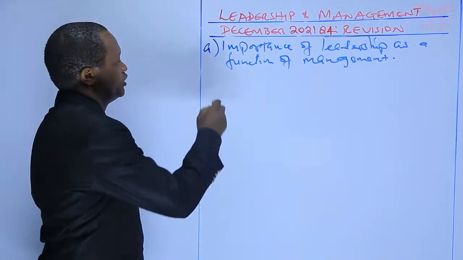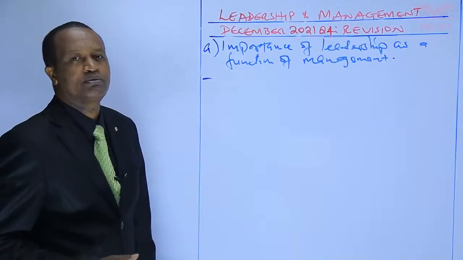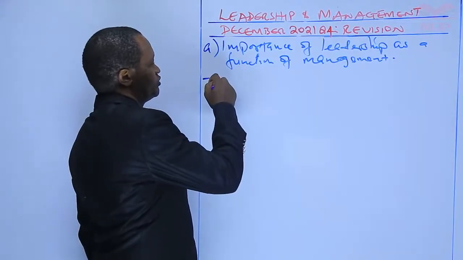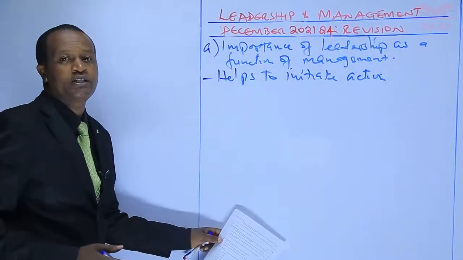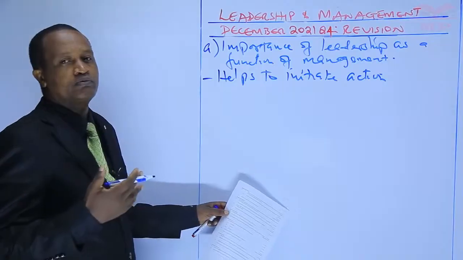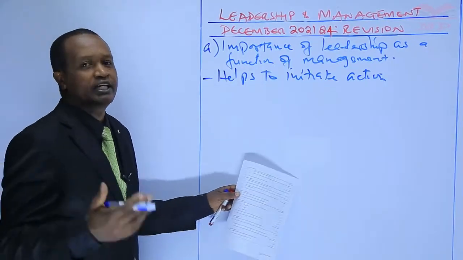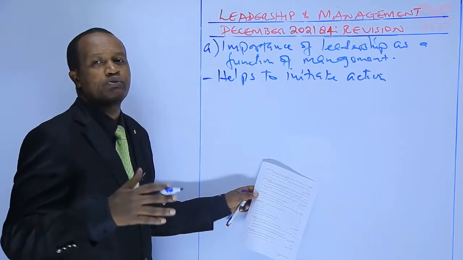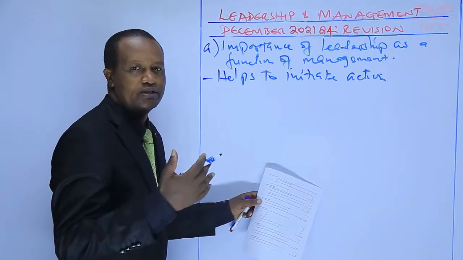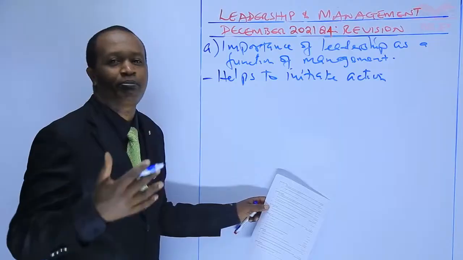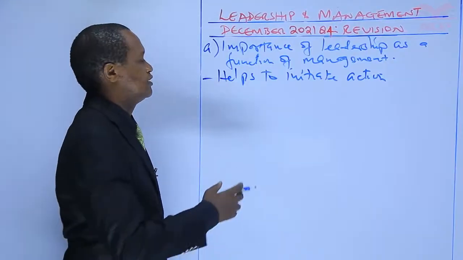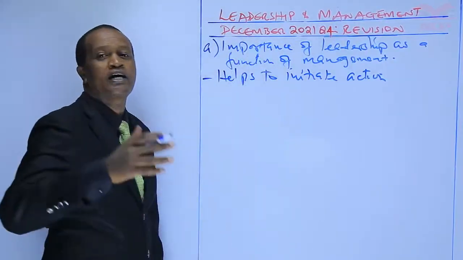The first point is that leadership helps to initiate action by people in the organization towards attainment of desired objectives. For example, if a supervisor guides his or her subordinates and clarifies their doubts in performing tasks, then it will help the worker to achieve the targets given to him or to her. It helps to initiate action.